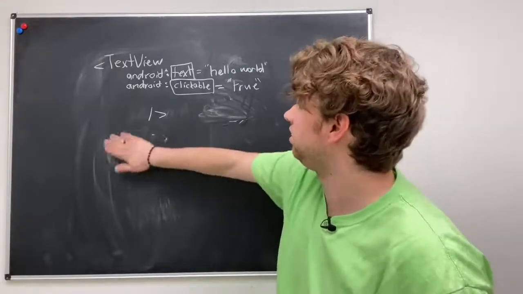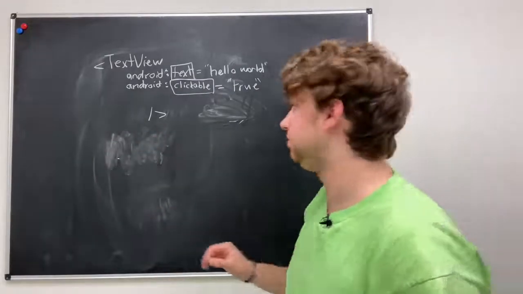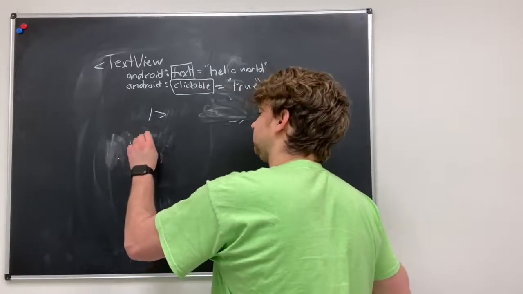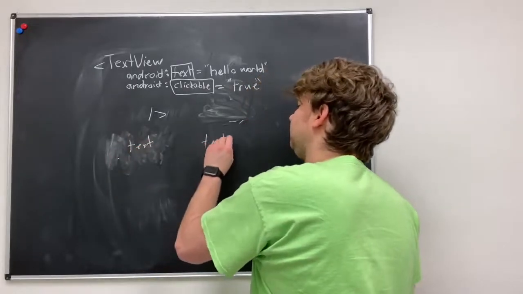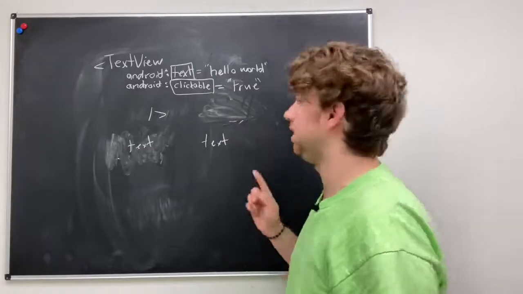And also, if you have two of the same types of views, so for example, if we have a text view and we have another text view, these values are going to be set independently.